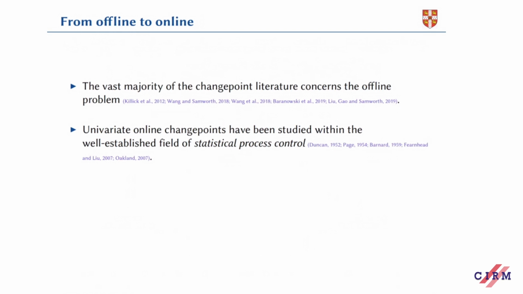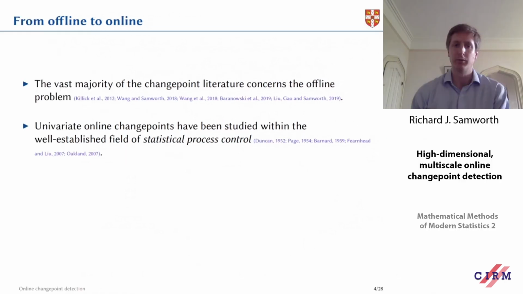The online change point problem, where you're observing data sequentially and you want to try to declare a change as soon as possible after it's occurred, has also received quite a lot of attention in the one-dimensional case. It's under the banner of statistical process control. In fact, that area dates back almost as far, or perhaps at least as far, as the offline problem, and it's still an active area.